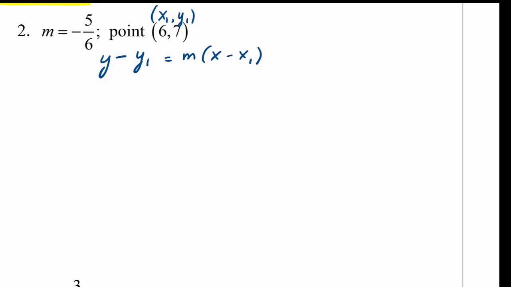Okay, so let's substitute in: y minus y1, which is 7, equals our slope m, which is negative 5/6, times x minus, and then our x1, which is 6. Okay, good. So make sure that you show your instructor this step before you distribute. So here comes our next step. We're going to go ahead and distribute because we do want that final answer.